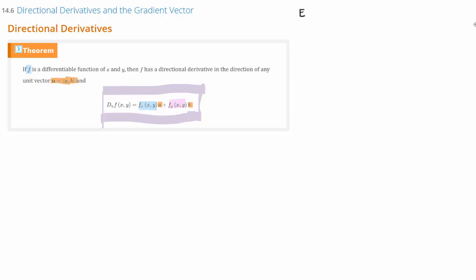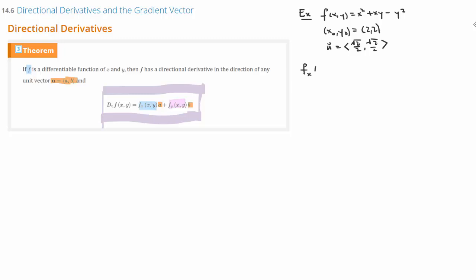We'll prove this theorem in a moment, but first let's use it to find the exact value of the directional derivative that we approximated a few seconds ago. In that example, our function was x squared plus xy minus y squared. The point was (2, 2), and the unit vector was (root 2 over 2, root 2 over 2). According to the formula, I'll need to compute first our partial derivatives.